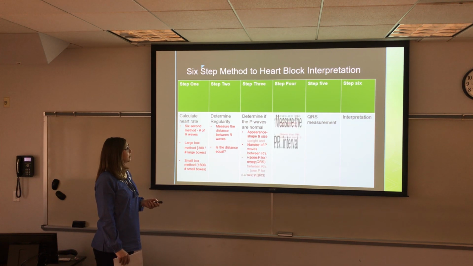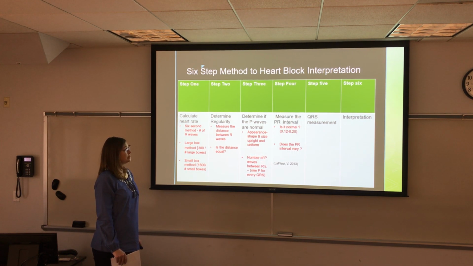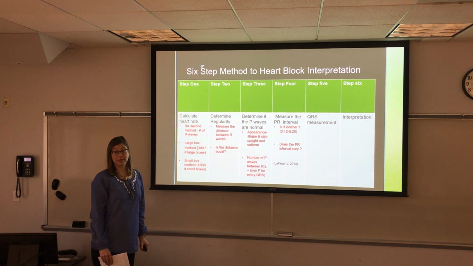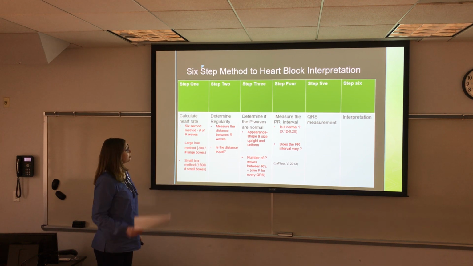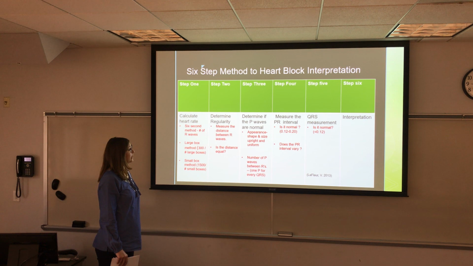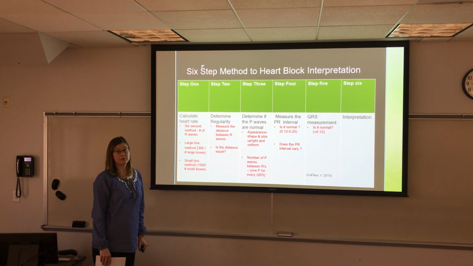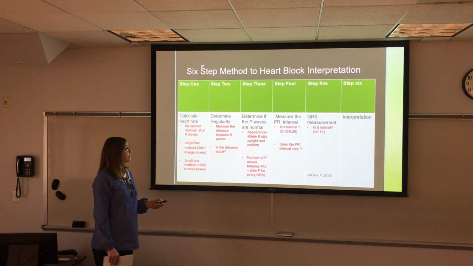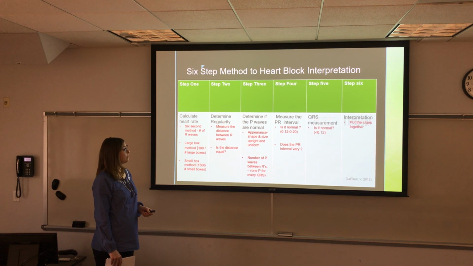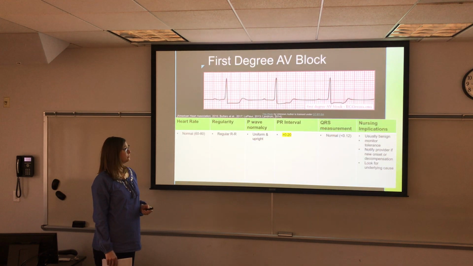Then you would measure the PR interval. Is it normal? Is it between 12 and 20, or 0.12 and 0.20? Or does the PR interval vary? Then you want to look at the QRS measurement and see if it's less than 12, and put all of those things together to come up with the interpretation.